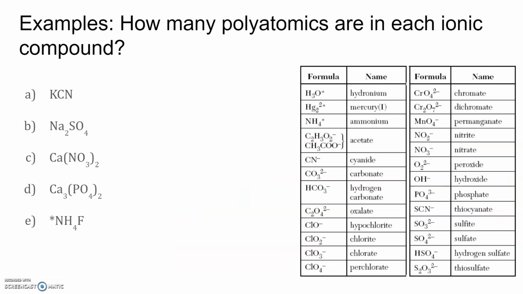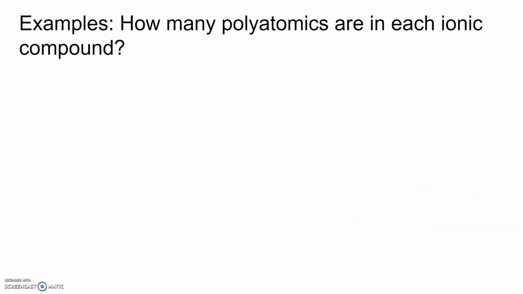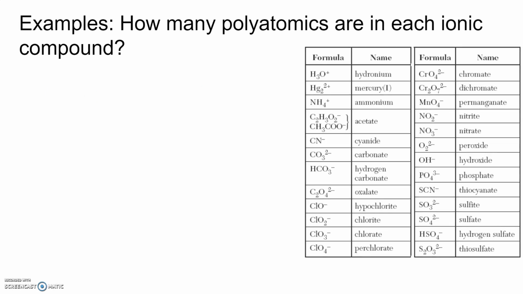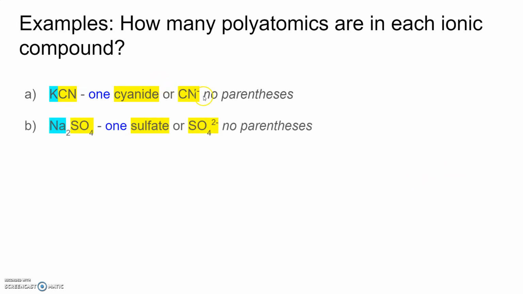Okay, so now you're going to do these examples. How many polyatomic ions are there in each compound? Let's go through each one together. I'm just going to remove the chart because it will make it easier for us to explain. First example, potassium cyanide. I know that there's only one cyanide, or CN minus, because there's no parentheses. The next one is sulfate. It's only one because there's no parentheses.